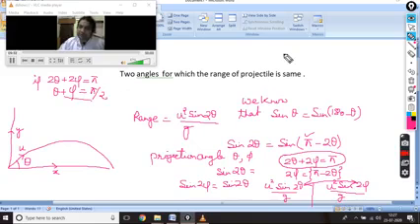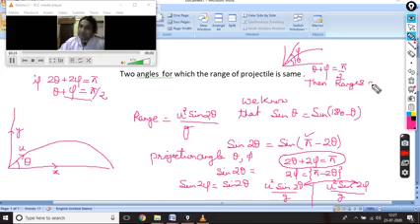So if one angle of projection is, let us say, theta, and another angle of projection is, let us say, phi, so that theta plus phi equal to 90 degree, pi by 2, then what happens? Ranges are same. Understanding? Both the ranges of those projectiles will be same.